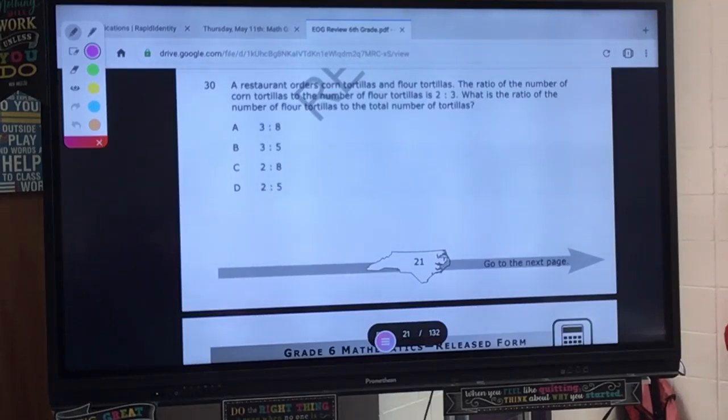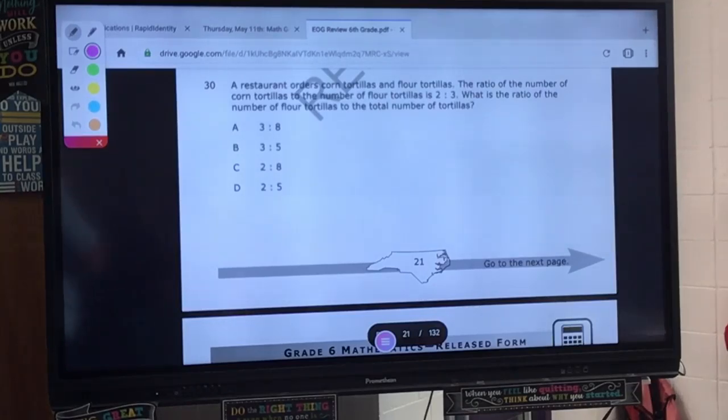Okay, so let's go ahead and read the question. We're going to annotate it and then we're going to solve it. Make sure you're solving in your notebook on the page that you created, but annotating, circling your answer on your iPad. So a restaurant orders corn tortillas and flour tortillas. The ratio of the number of corn tortillas to the number of flour tortillas is 2 to 3. What is the ratio of the number of flour tortillas to the total number of tortillas?